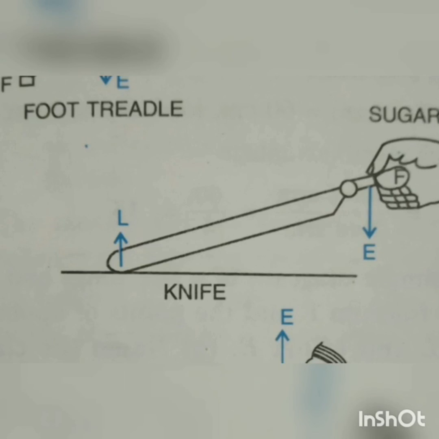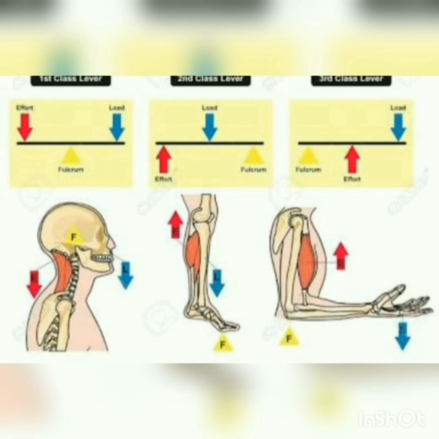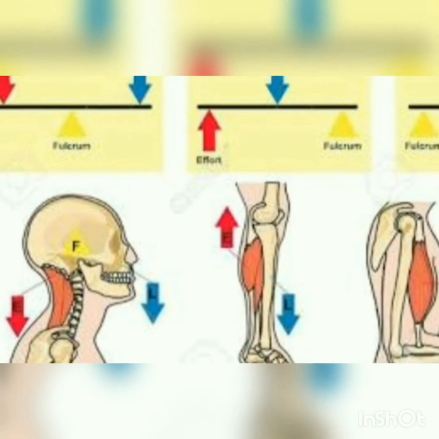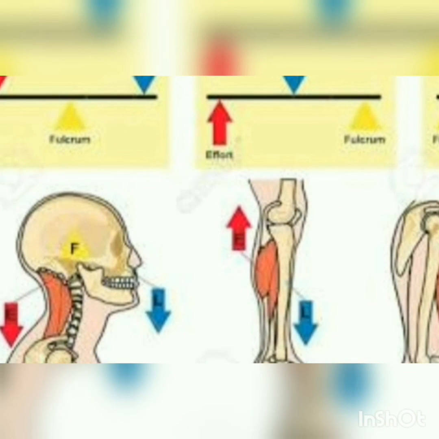In our human body, examples of each class of levers are found. So I see in the human body, class 1 lever in the action of nodding of head. I show in the figure this one. When we nod our head, the spine acts as the fulcrum. Load L is at its front part, while effort E is at its rear part. Thus, this is an example of class 1 lever.